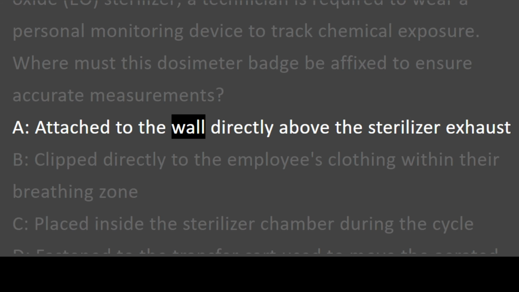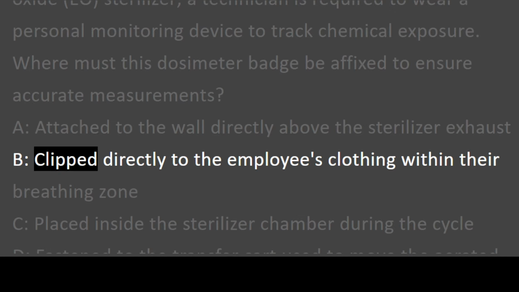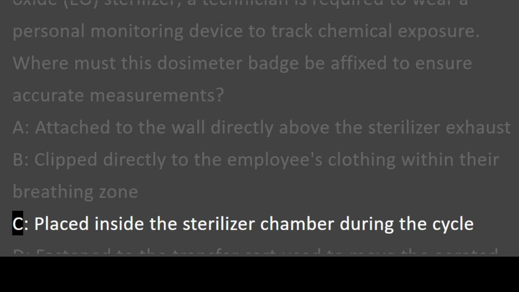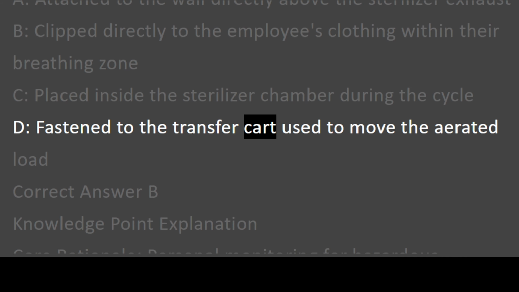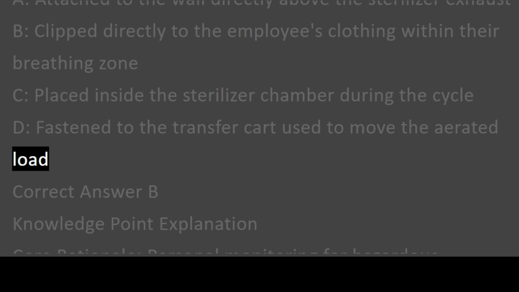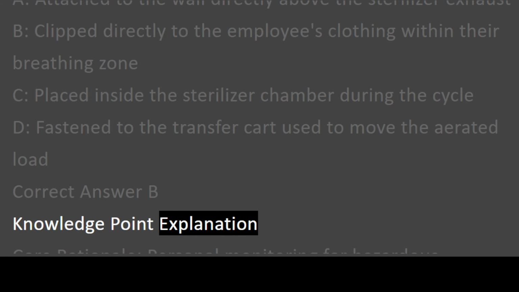A. Attached to the wall directly above the sterilizer exhaust. B. Clipped directly to the employee's clothing within their breathing zone. C. Placed inside the sterilizer chamber during the cycle. D. Fastened to the transfer cart used to move the aerated load. Correct answer: B. Knowledge point explanation.